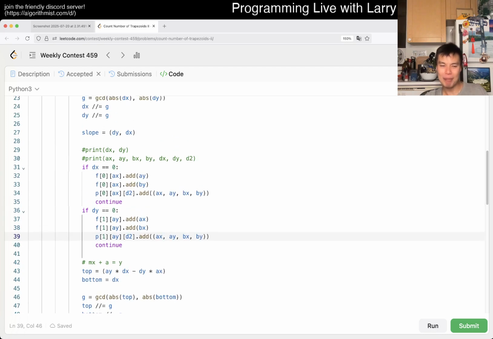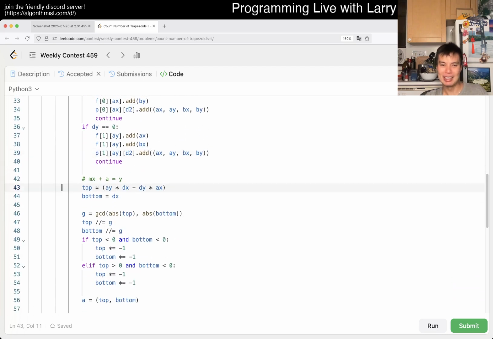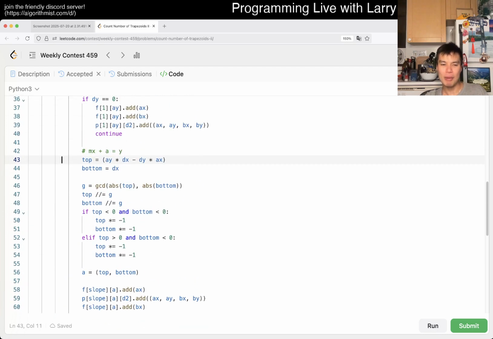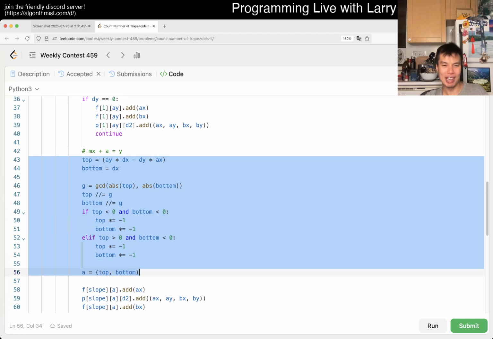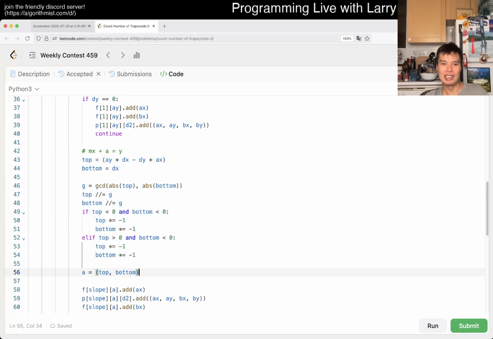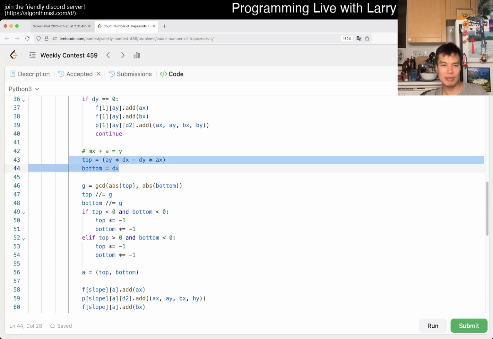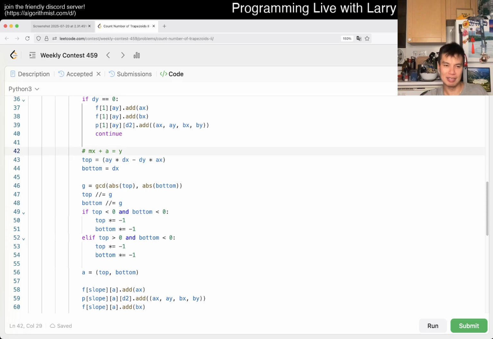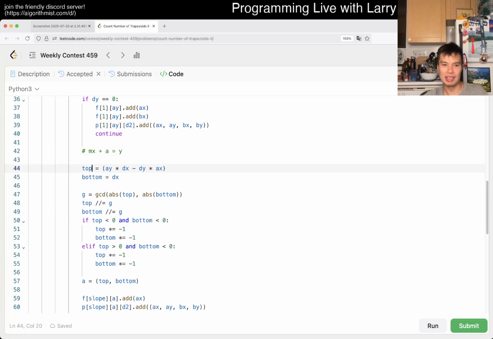But maybe the part I should have gone over is the normal case. Yeah, and in the normal case, I need to figure out a cleaner way to write this, but I just kind of work it out. So this is mx plus a is equal to y. This is relatively straightforward. You could think of this as just solving this formula, and the value is actually probably like this.